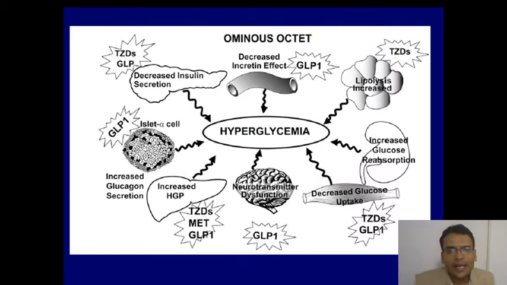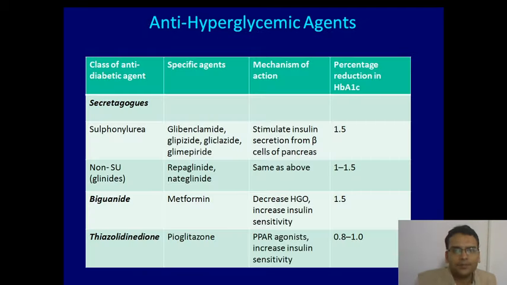So if we see that ominous octet, or the pathophysiology of diabetes, you have various drugs which are targeted at different limbs of this octet. So for example, you have drugs which are acting at the level of insulin sensitivity, you have drugs which are acting at the level of insulin secretion, you have drugs which are acting at the level of kidneys, drugs acting at the level of GI system, and various other targets.